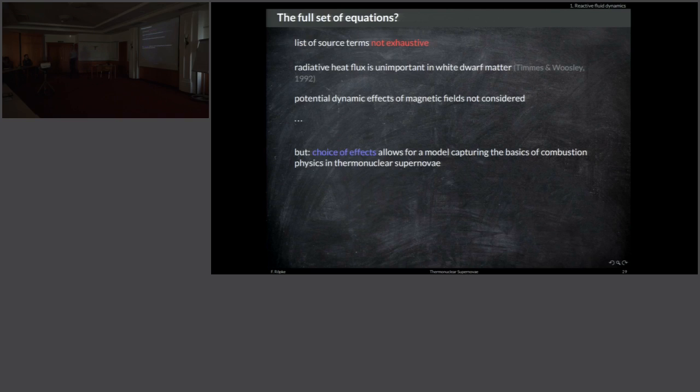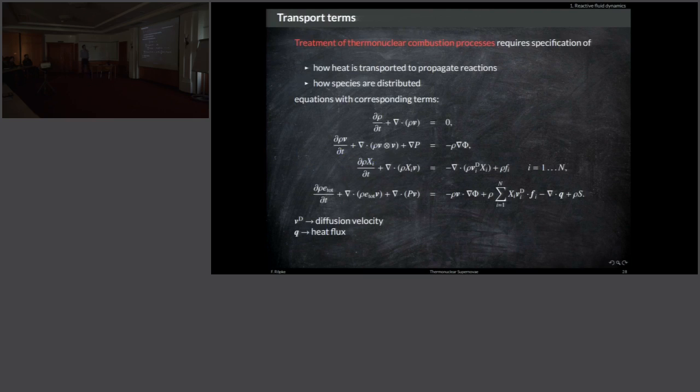Of course, one could ask the question, is this list of source terms complete? Is this the full set of equations? And of course, the list here is not exhaustive. In principle, one could also think of adding other effects such as radiative heat flux, but as argued by Timmes and Woosley in 92, this is unimportant in white dwarf matter. The most important energy transport effect, of course, is conduction due to the degenerate electrons. Potentially, one could also think of including dynamical effects due to magnetic fields. This is also not considered here, but I have argued already that the energy in the magnetic fields of typical white dwarfs is so small that they are probably dynamically not very relevant. So therefore, one could argue that the choice of effects that we have now included into our system is suitable to model all the effects we're interested in for thermonuclear combustion of white dwarfs.